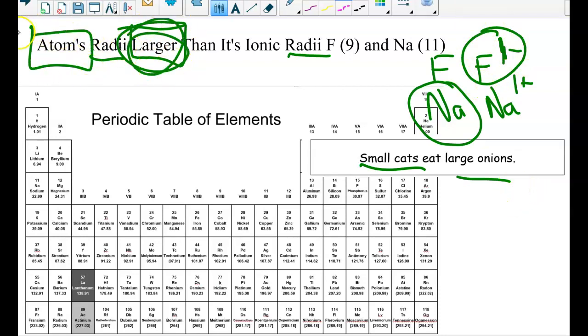Then I'm going to go back and ask what it's talking about. It's asking about which atom's radius is larger. So as I look at this one and this one, which one's atom is larger, and that would be sodium. So on the sheet, you would put capital N, lowercase a.